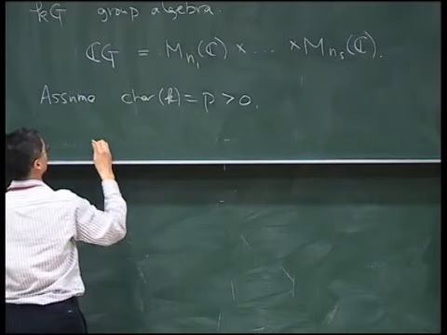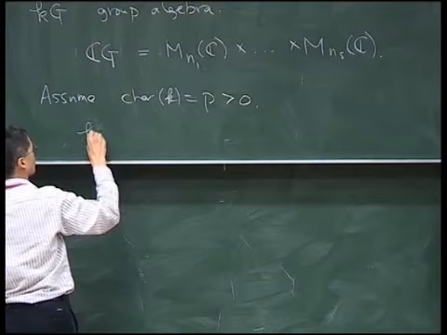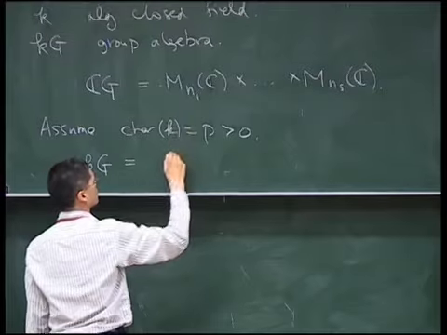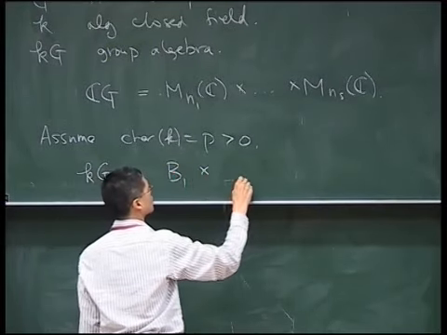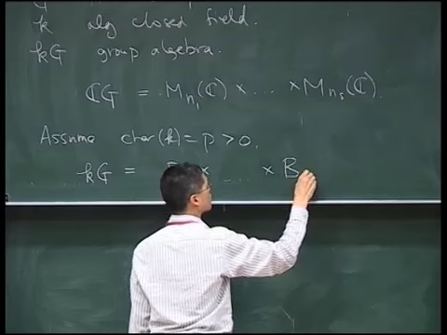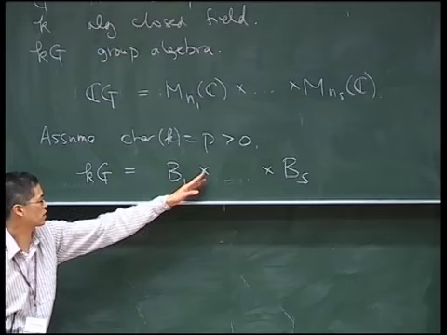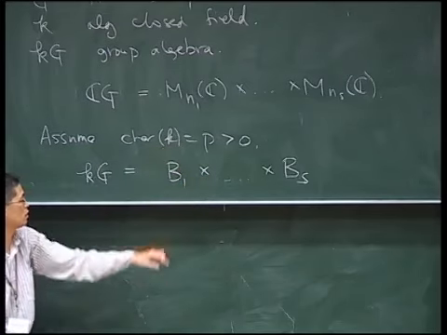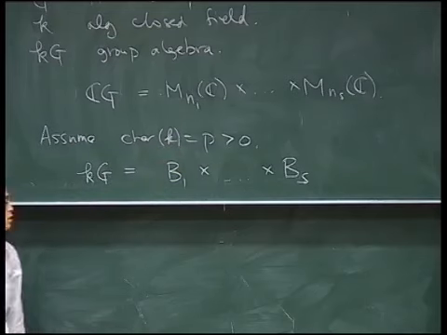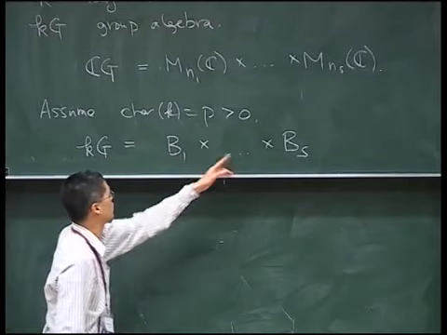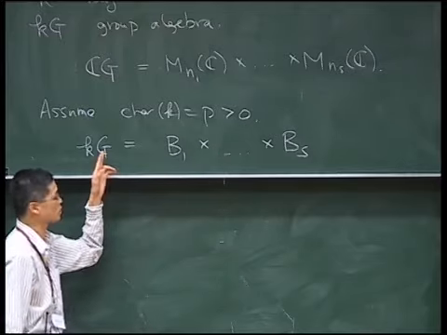So we can still write KG as the product of algebras. Okay, so what I do is I decompose it as a product until I can't go any further. So each of these Bi cannot themselves be written as a product of algebras. Okay, and once we do this, these are called the blocks of KG.